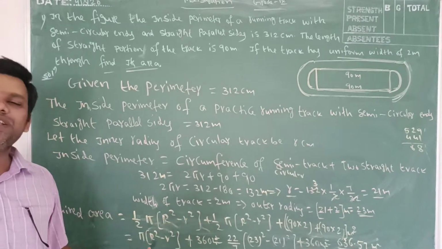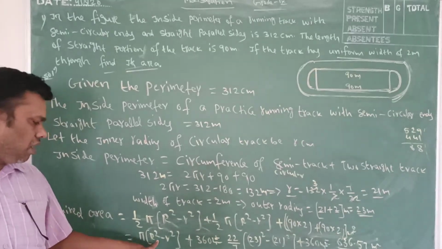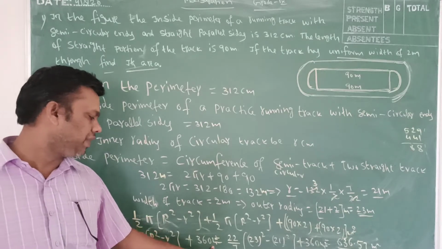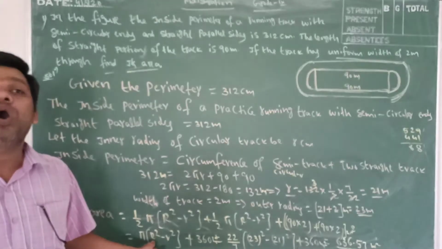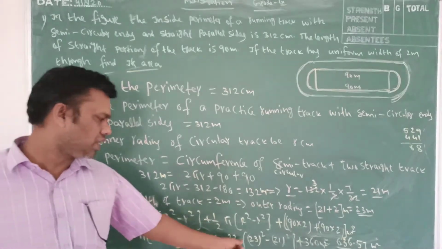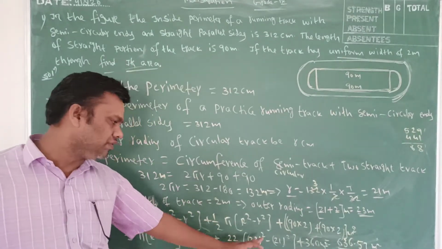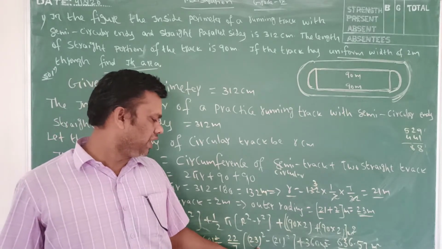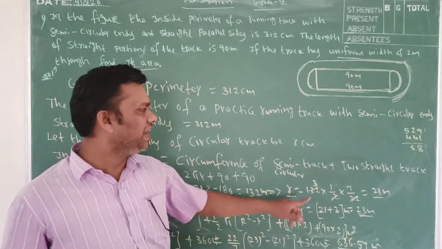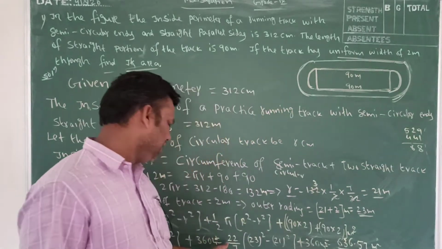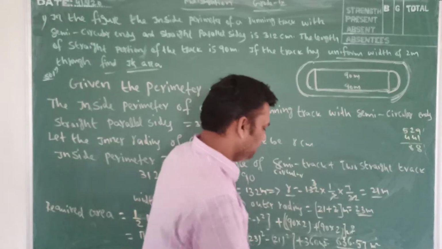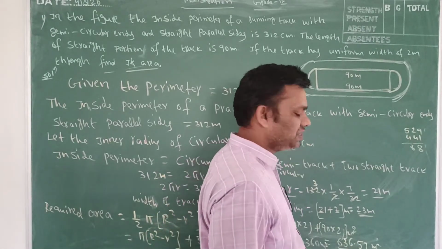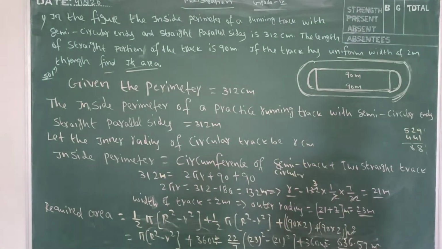Half plus half is full. So this is pi into R square minus r square, plus 360 meters square. Pi is 22 upon 7. Here R means the outer radius, 23 square, minus inner radius 21 square. That is 529 minus 441, so 88 meters will come. Again multiply by 22 upon 7, plus 360 meters square, that is 636.57 meters square, the required area.